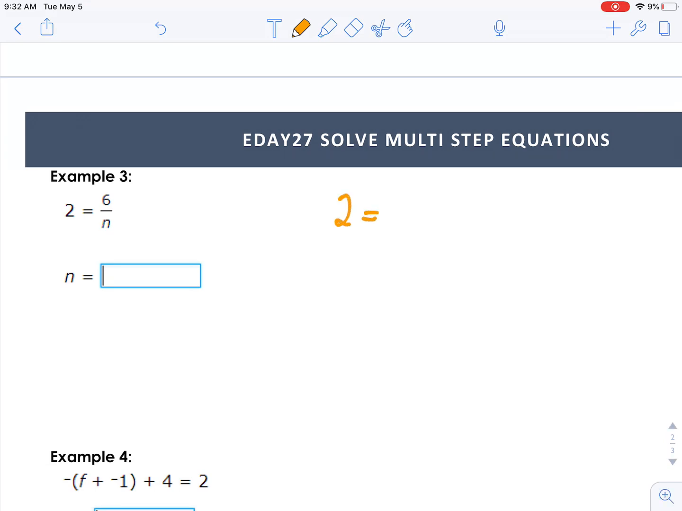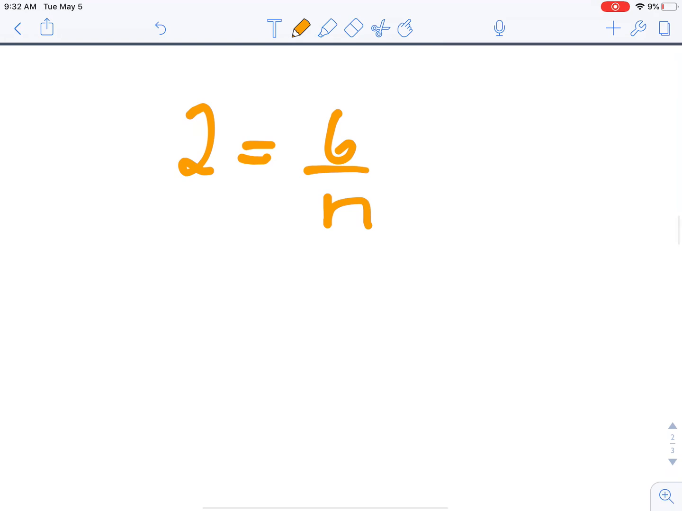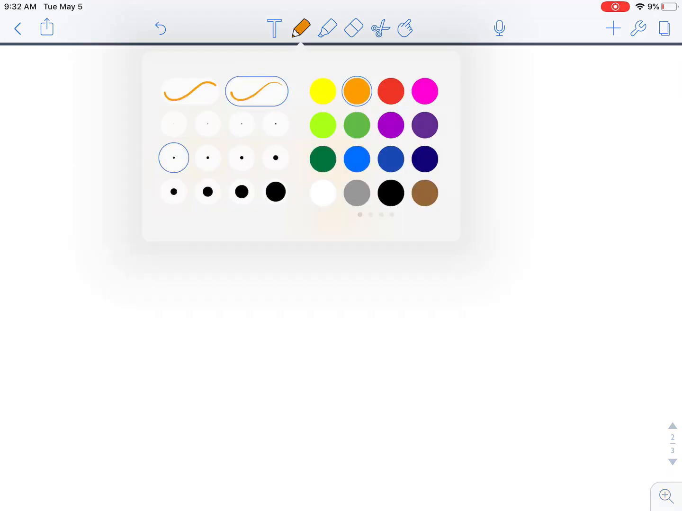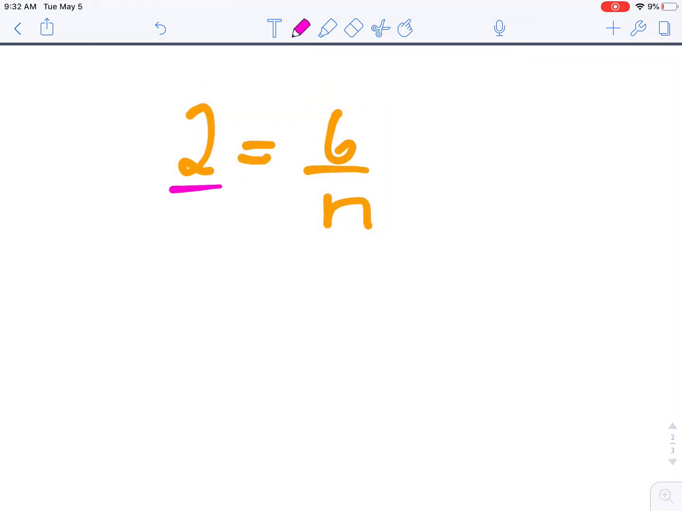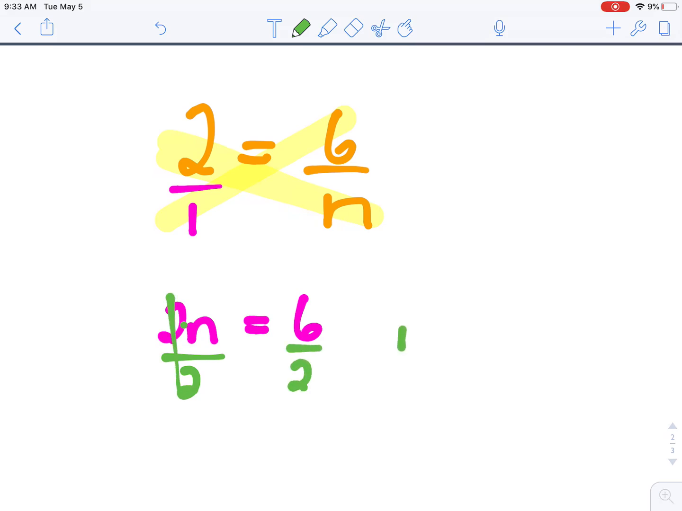Here we have 2 equals 6 over n. This is a perfect example that the only way you're able to do this is by setting up a proportion. And so anytime you see this fraction, I'm just going to say, let's do a proportion. If you multiply one direction, you get 2 times n, which is 2n. And if you multiply the other direction, 1 times 6 is 6. To undo this multiplication, we are going to divide, and you get n equals 3.